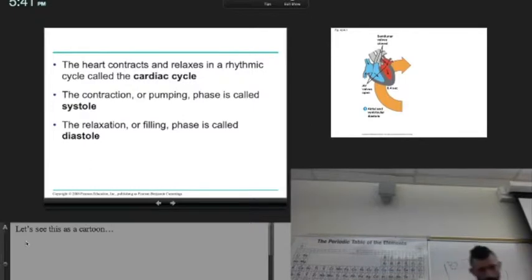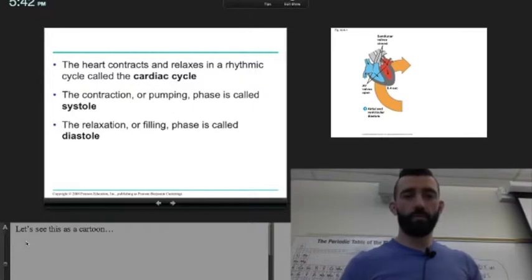So the chambers of your heart go through cycles of contraction and then relaxation, and that's called the cardiac cycle. Contraction, or pumping, is called systole. So you can have atrial systole and ventricular systole. But usually when people are talking about systole and diastole, as it relates to blood pressure, that's ventricular. And then the relaxation, which has the consequence of filling heart chambers usually, is called diastole.